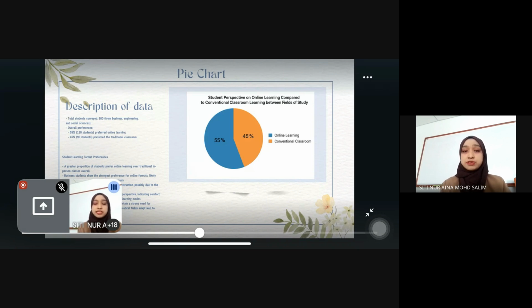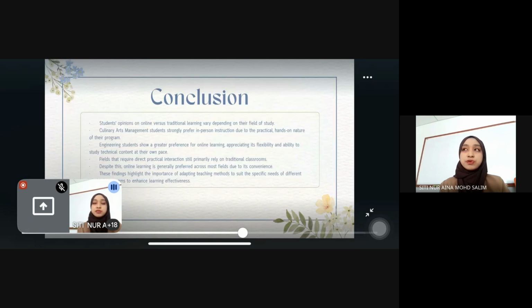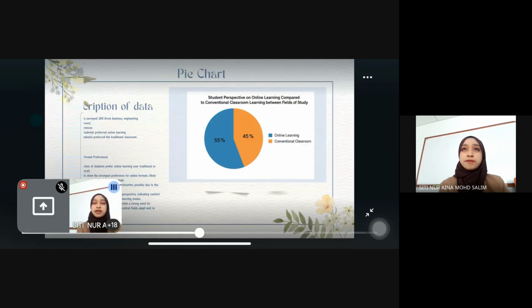While engineering students like physical class because they have to work hand in hand with their lecturer. Based on social science, students show a balanced preference because some students like online class and some students like physical class. So it seems engineering students may prefer physical class because they have practical components in their course. So the next slide is the conclusion.